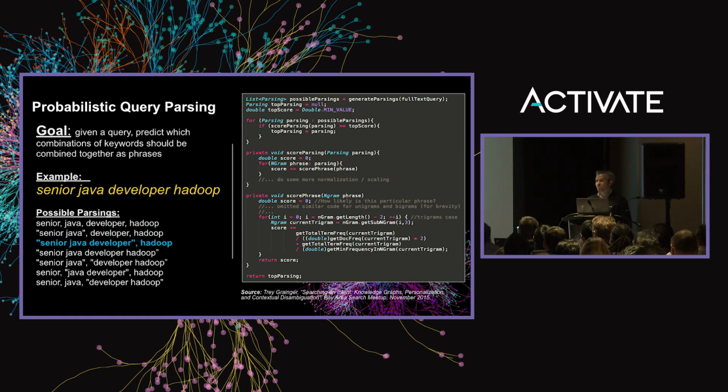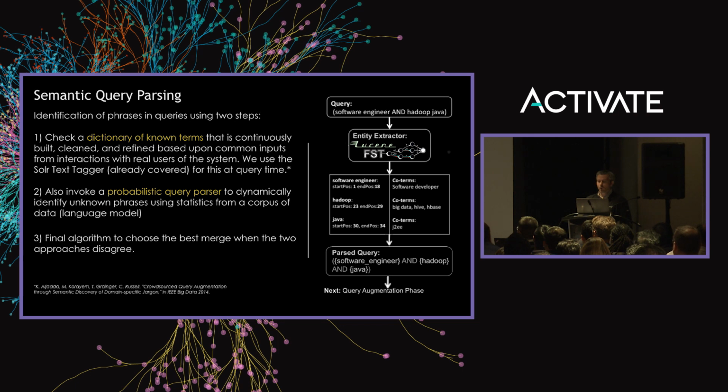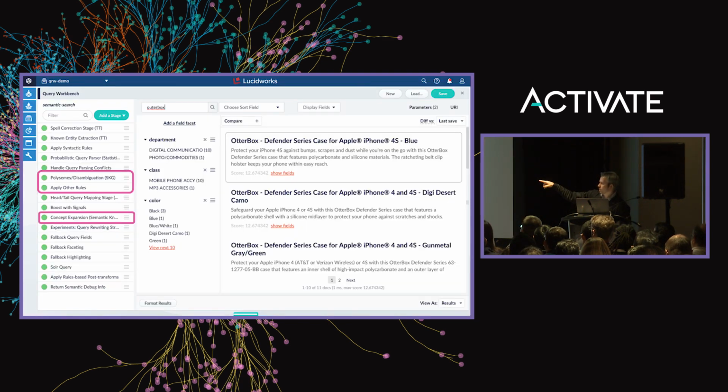Again, this was released in Solr 7.5, and ultimately by taking your pre-generated terms and phrases along with the probabilistic query parser, you'll see that there's a stage here for handling conflicts between those two. You end up with a nice parsed out query like you saw in that first example when I showed you the good query parsing earlier. Finally, we need to handle disambiguation. That can be done with the semantic knowledge graph. I've talked about that in other talks. I won't get into that right now, but I've got a rule stage there.